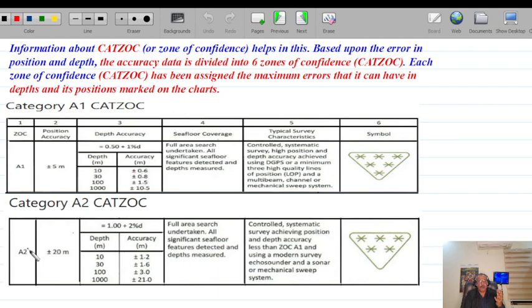But if I go into category A2, let's say with the depth of 10 meters, it's showing plus minus 1.2. I would take it 1.2 on the positive side. So this is giving me additional buffer.